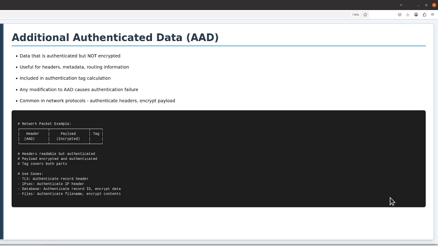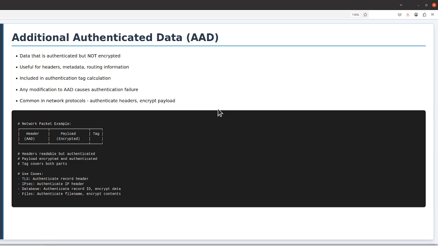Let us dive deeper into additional authenticated data, or AAD. This is a powerful feature of GCM that distinguishes it from simpler authenticated encryption schemes. AAD allows you to authenticate data without encrypting it, which is extremely useful in many real-world scenarios. Consider a network packet. The packet has headers that contain routing information, protocol details, and sequence numbers. The packet also has a payload that contains the actual application data.